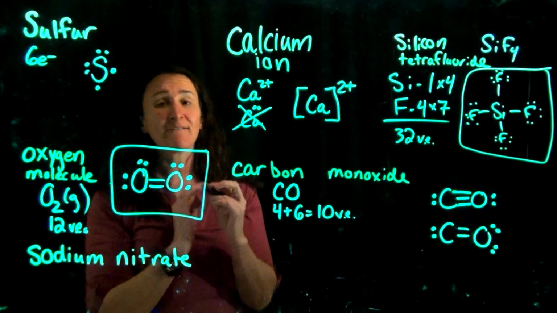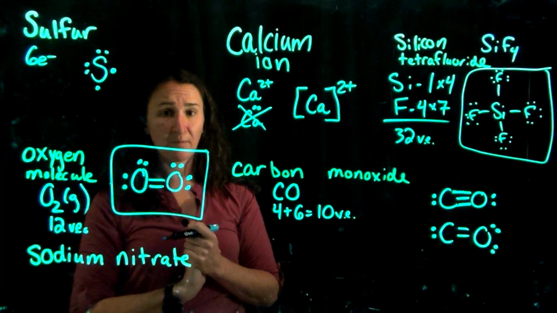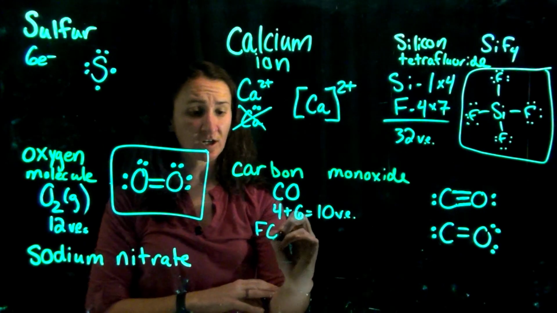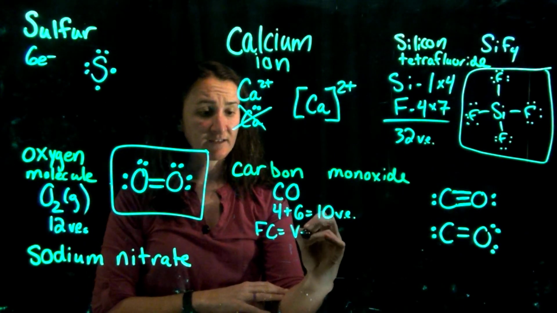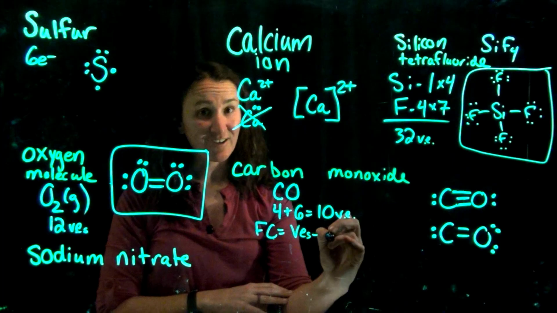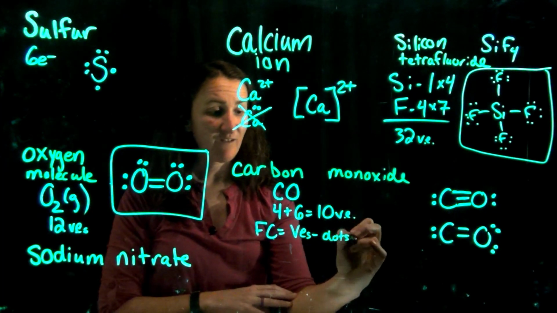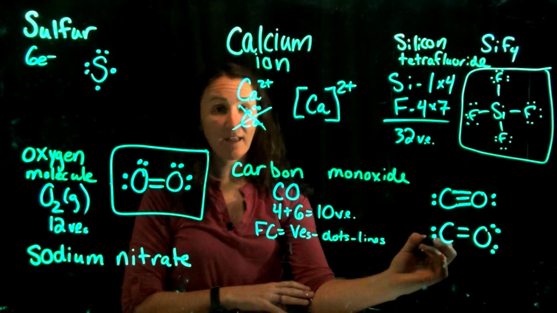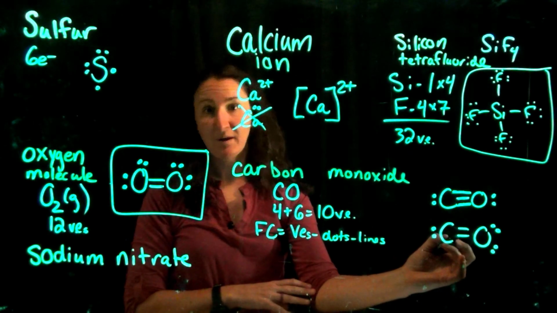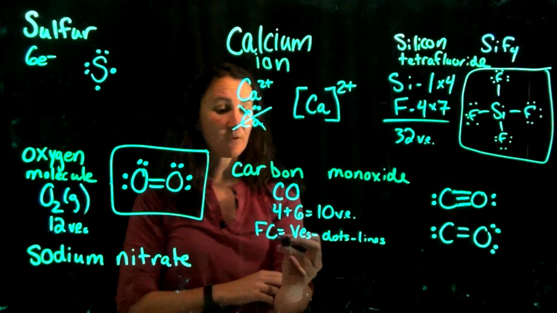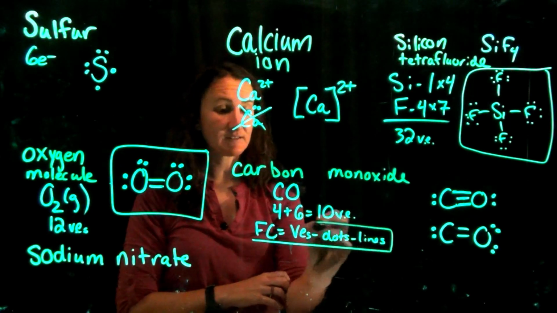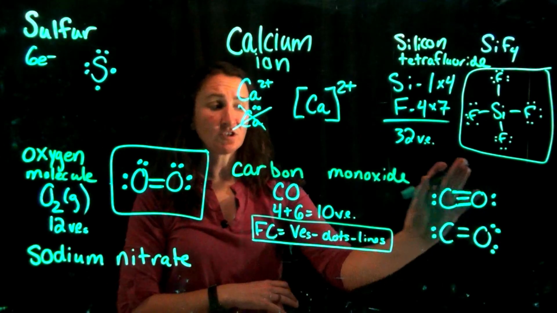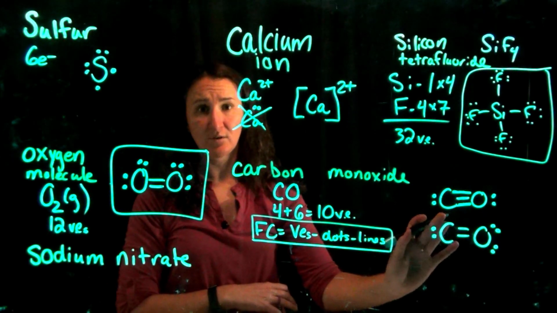This is where we get into that formal charge analysis. Do you remember what I'm talking about by formal charge analysis? It's where you go formal charge equals your valence electrons minus dots minus lines, meaning your non-binding electrons and 1/2 of your bonding electrons. And so this formal charge analysis, what it's trying to ascertain is where is the predominant amount of charge present on this molecule.